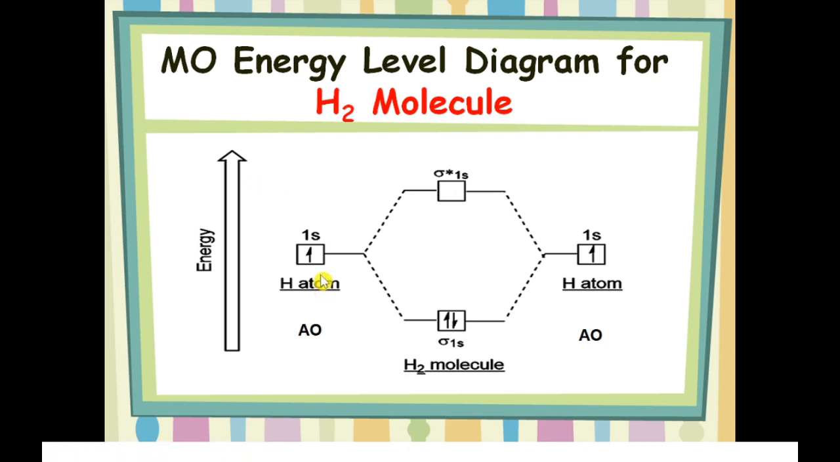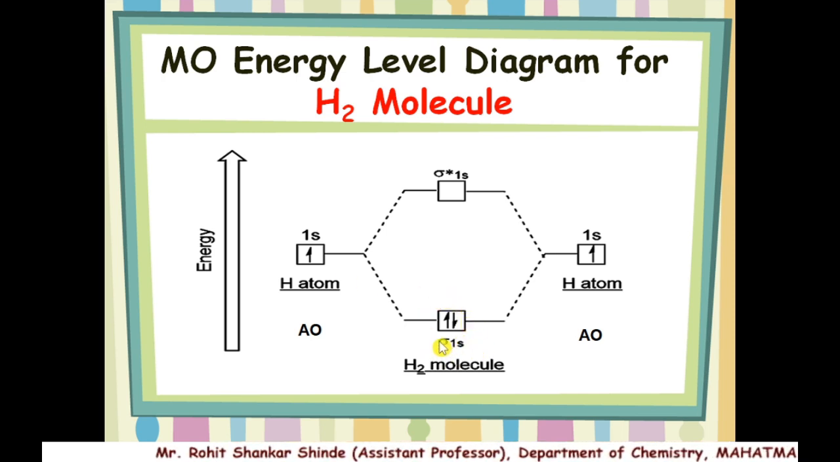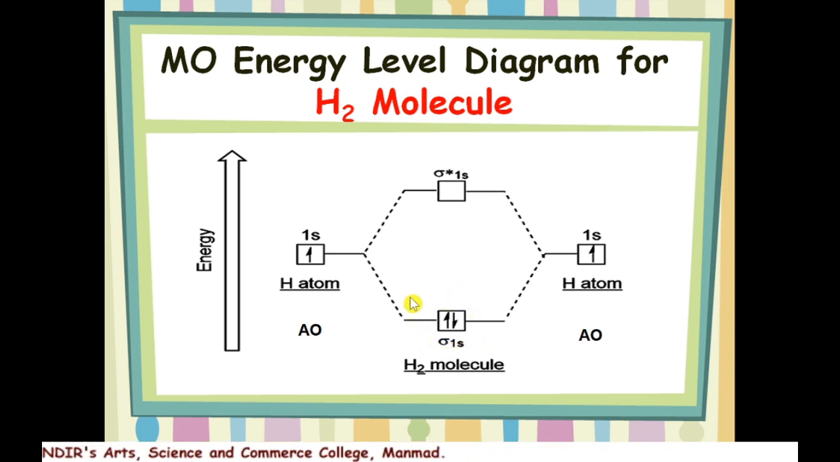So after the combination of 2 hydrogen atoms, there is formation of 2 molecular orbitals. One is the bonding molecular orbital, that is sigma 1s. Another one is the anti-bonding molecular orbital, that is sigma star 1s. After the combination of 2 atomic orbitals, the 2 electrons occupy the lower energy molecular orbital, that is the bonding molecular orbital, while the anti-bonding molecular orbital is vacant.